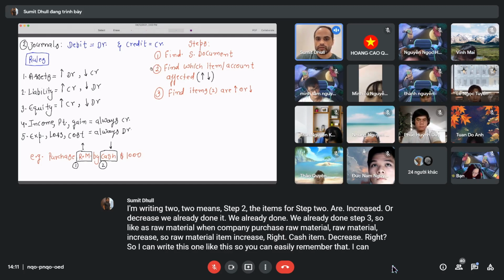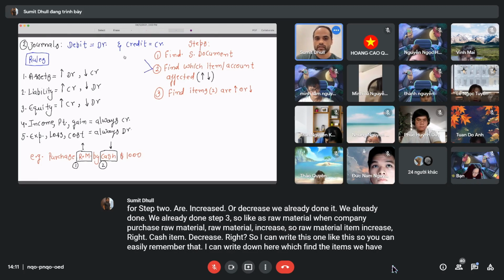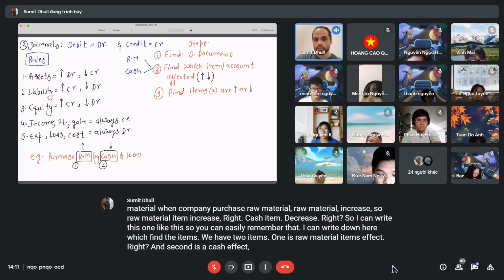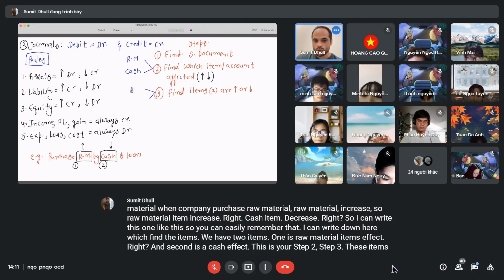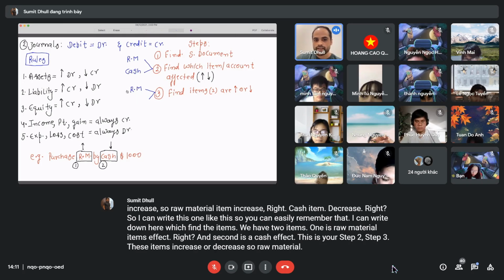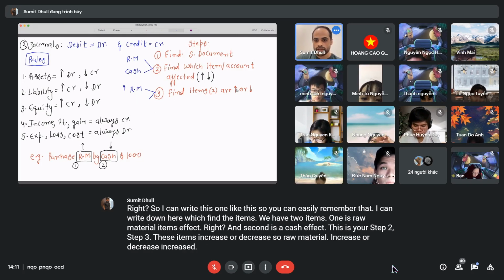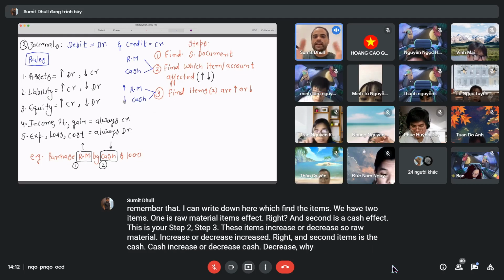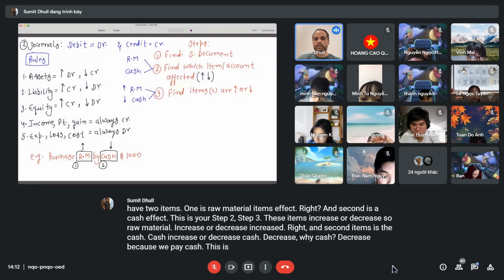I can write down here. We find the items, so we have two items. One is the raw material item affected, and the second is the cash effect. This is your step 2. Step 3: these items increase or decrease. So raw material, increase or decrease? Increased. And the second item is the cash. Cash increase or decrease? Cash decrease. Why cash decrease? Because we pay cash. This is your step 3. Everybody understand until step 3? Any question?